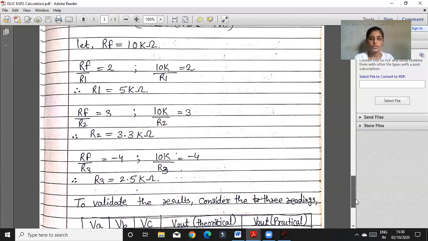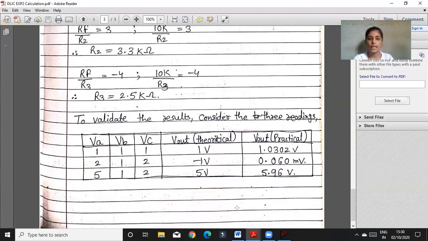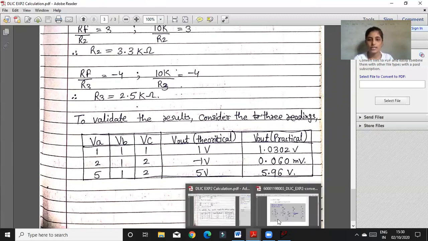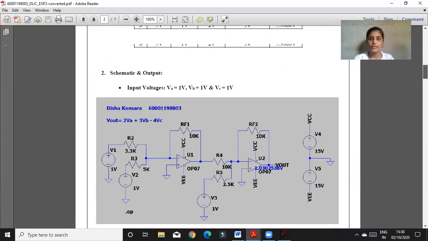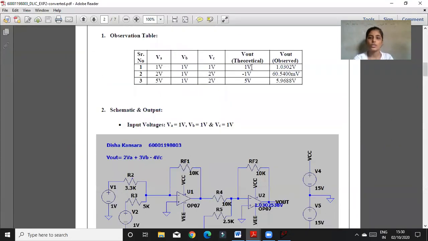So yeah, this is my calculation, theoretically and practically. I showed the schematic first. This is my output of the practical circuit, which is 1.305 volts, where I theoretically calculated 1 volt, which is approximately 1 volt.